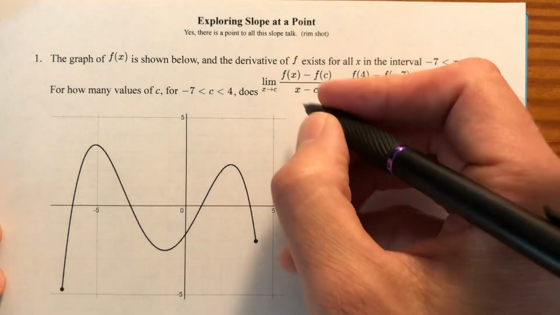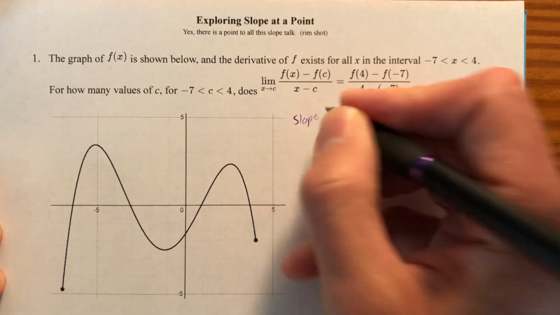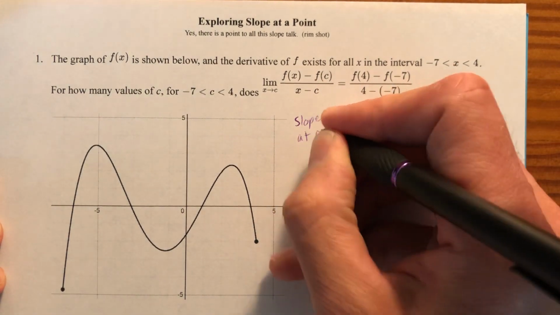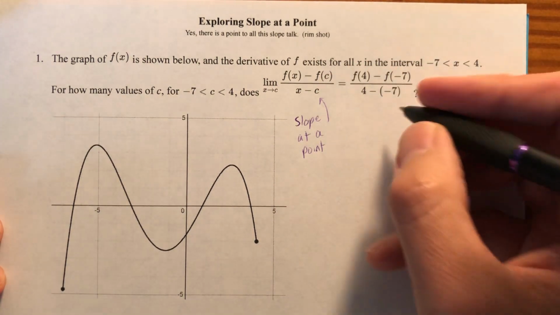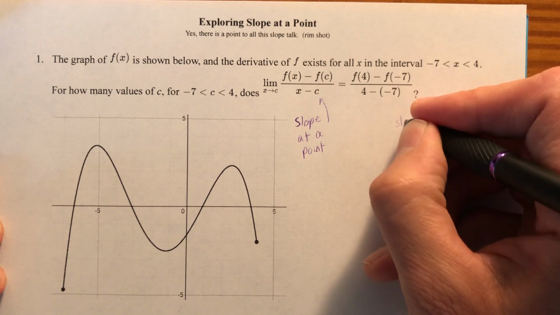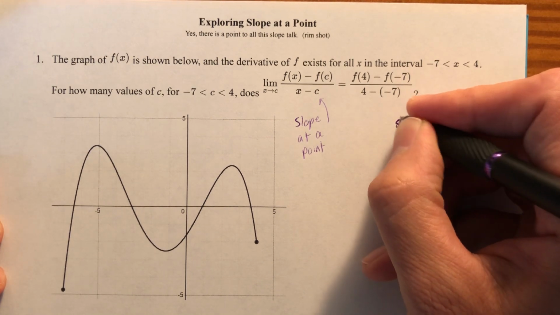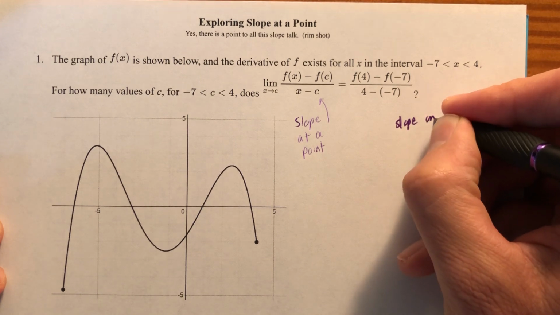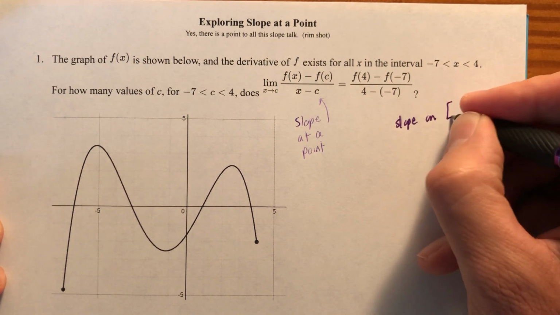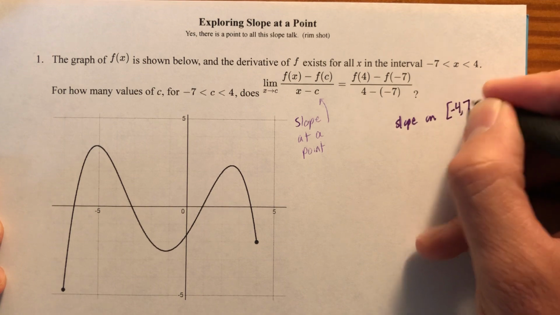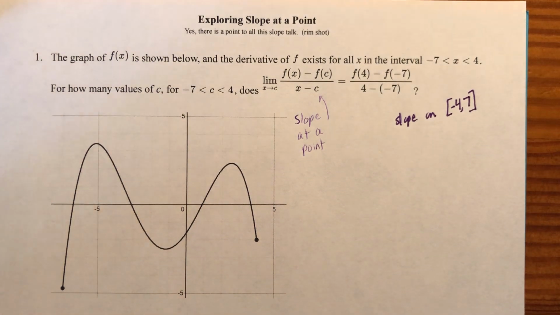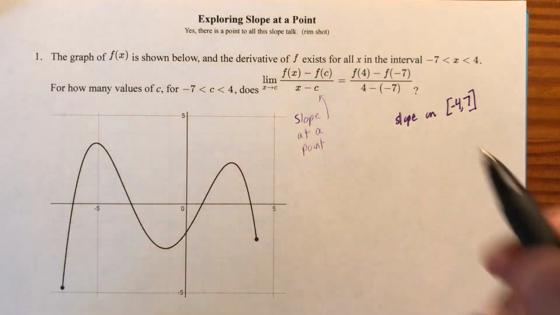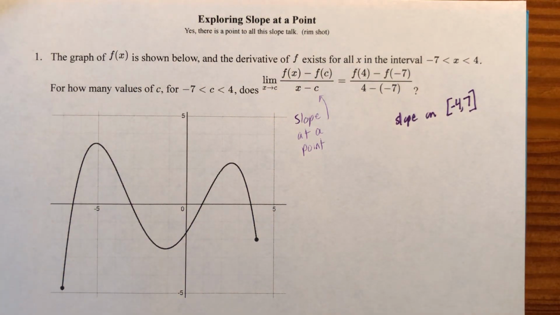Let's use the purple pen. Slope at a point. And this is the slope on the interval from -7 to 4. Although the slopes do not exist at the endpoints, we can find the slopes between the points. I don't know what happened as I was writing it, but the pen just all of a sudden came alive again. Thank you, ink pen.